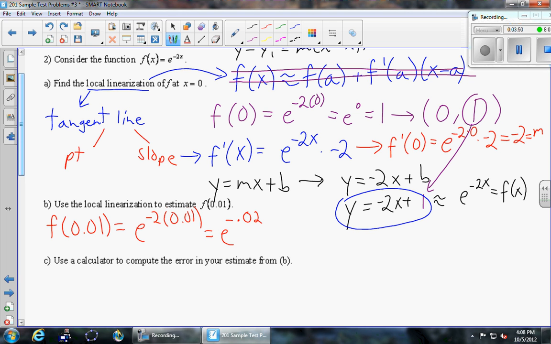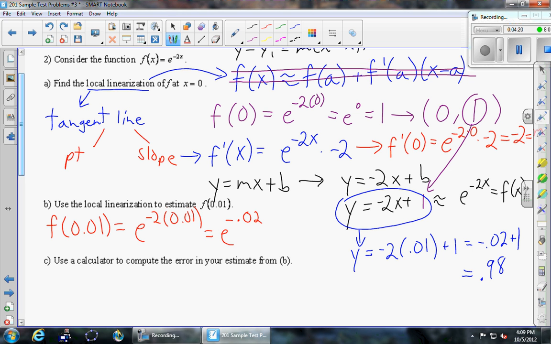So if we use this thing right here and plug in the same x value that we just had, 0.01, negative 2 times 0.01 plus 1, this is something we can do quite easily. So that's a negative 0.02 plus 1, which is 0.98. And by negative, I mean positive. So 0.98, that's our estimate. That's our answer. We're done with this question. The idea is that this is hopefully something not too far from 0.98.